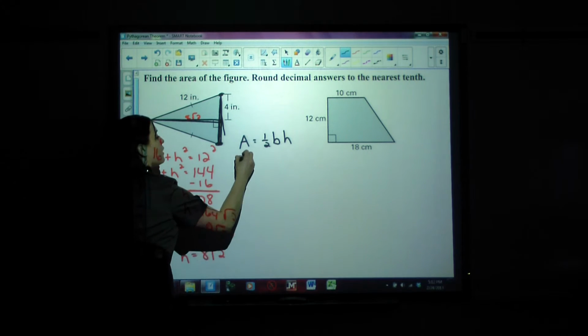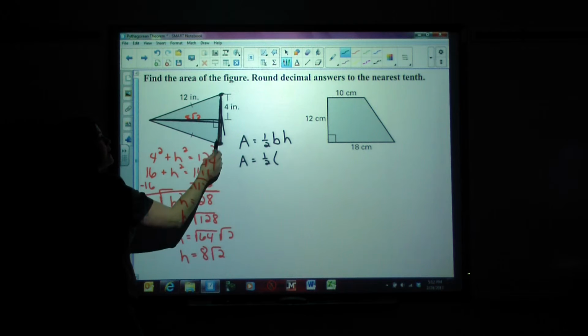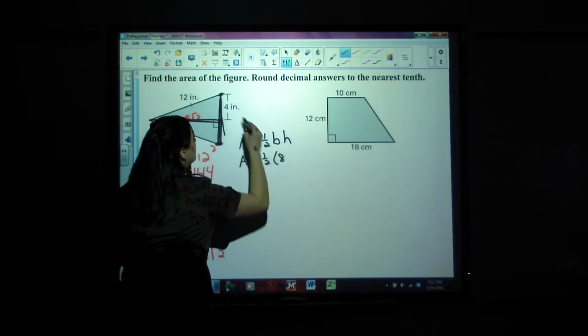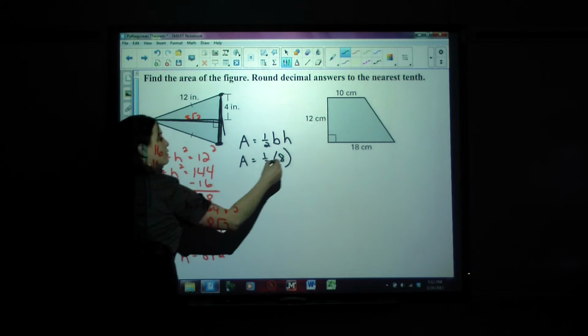So let's plug in what we know. Area is going to equal 1/2 times. How long is the base? This part was 4. Well, so is this part. So the whole base is actually 8 units long. 8 inches in this case. Height is the number we found, which was 8√2.